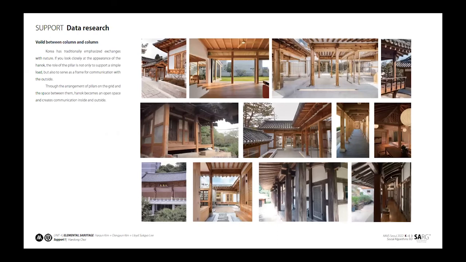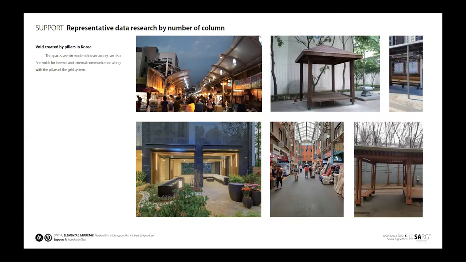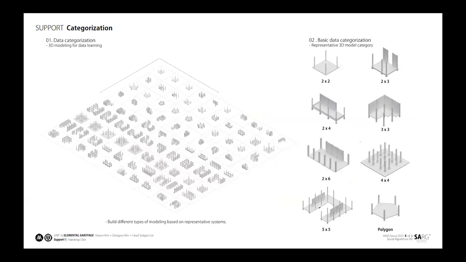The void that forms between the columns works as a frame connecting in and out of Hanok. Korea has traditionally emphasized exchange with nature. According to my research, the role of pillars based on the grid strongly served as a void for communication with the outside. And I researched and collected the data. Voids for internal and external communication along with the pillars of the grid system are quite common in Korea, especially in street markets in Jongno or Jeongja, in an apartment, bus stop, or even in other architecture.